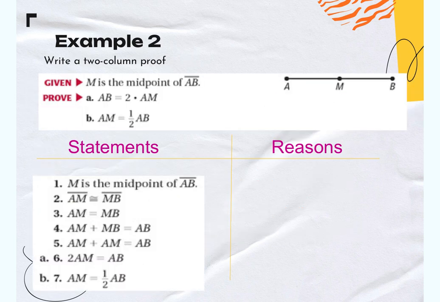Let's try another one. Example 2. Now my given says M is the midpoint of AB. So M is the midpoint of segment AB. And I'm trying to prove two steps. The first one is that AB equals 2 times AM. And the second one, AM is 1/2 of AB. So let's take it step by step. First thing is given to you.